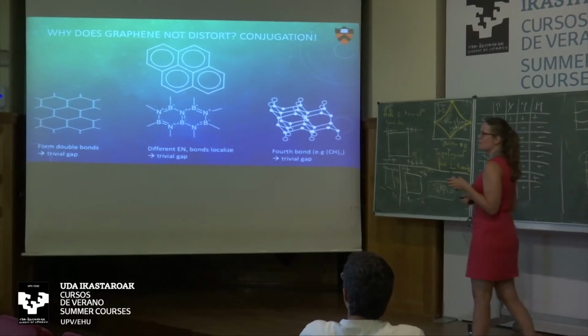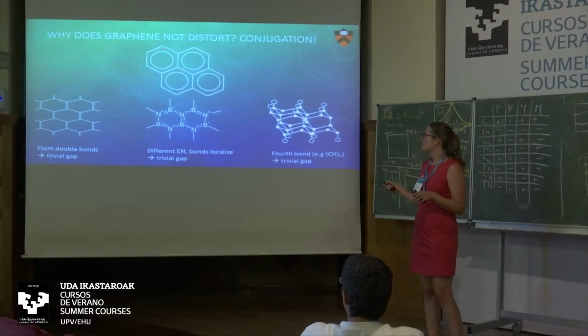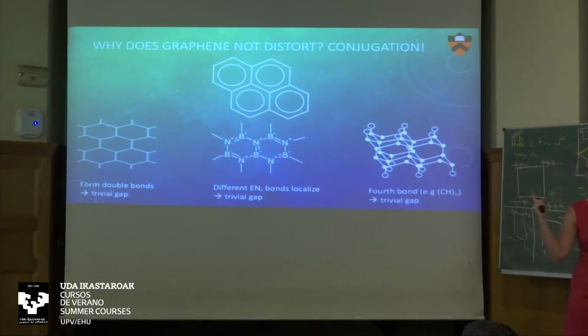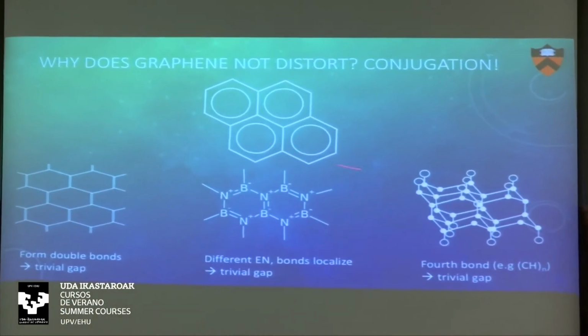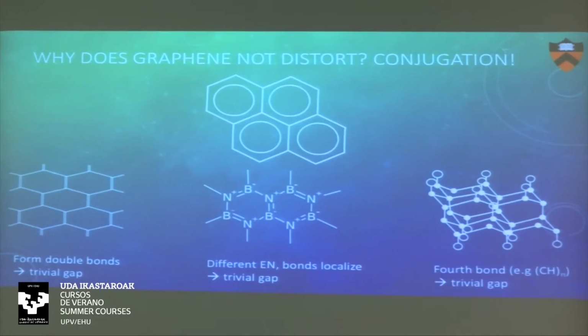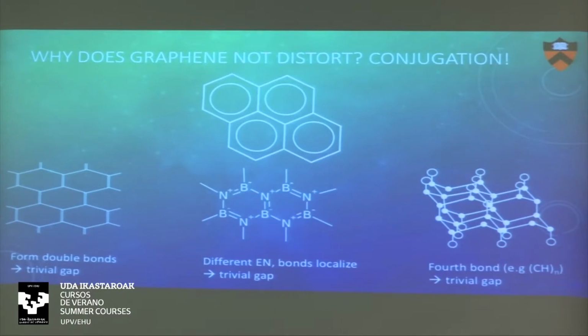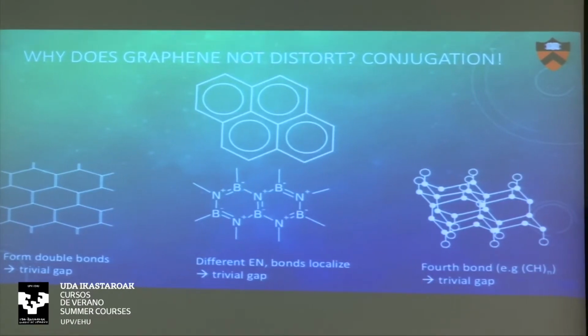So why does graphene not distort? Chemists like to draw the pi orbitals in graphene with these rings, and with this they indicate that they're delocalized. So the pi electrons delocalize over the whole carbon network, and that stabilizes. This gives you an extra energy, called aromaticity, an aromatic energy, and that stabilizes the graphene and keeps the hexagonal symmetry.